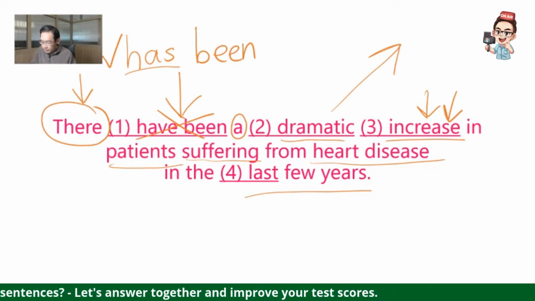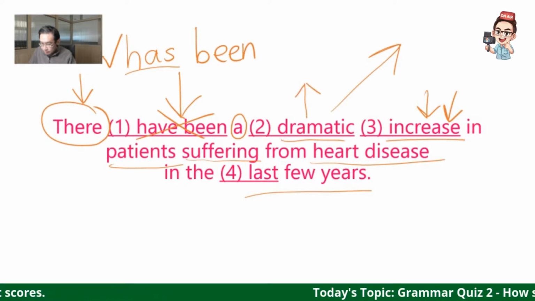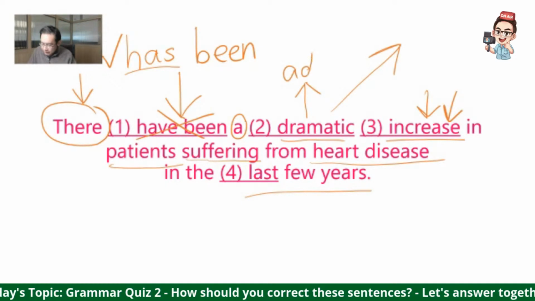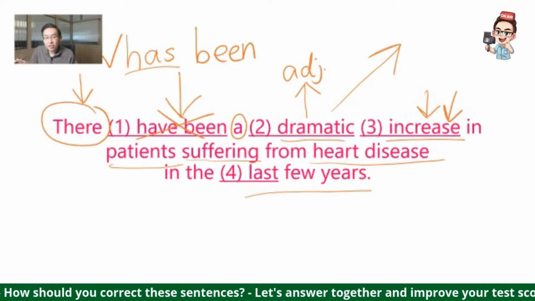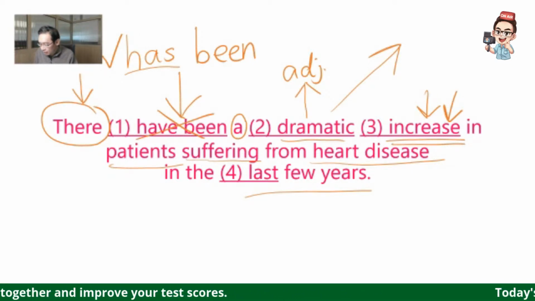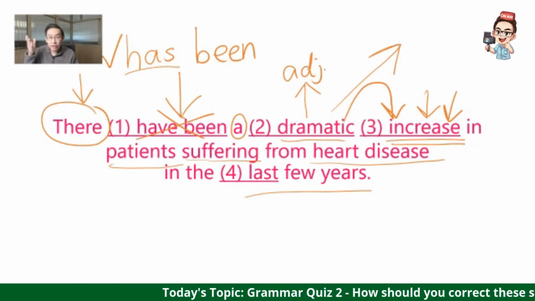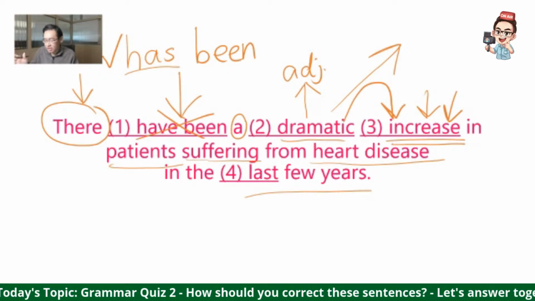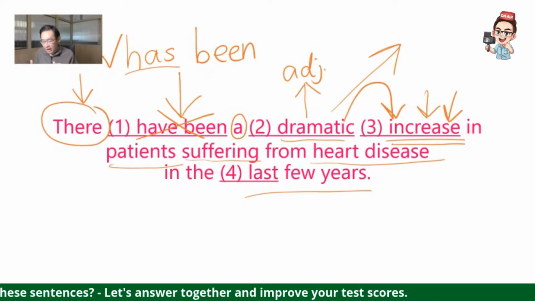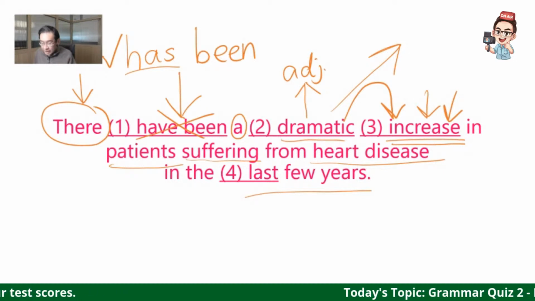Is number 2 okay? So dramatic means big or a lot, right? Dramatic is an adjective. We can use an adjective to describe a noun, and here is a noun. So it's describing, giving more meaning to increase. What kind of increase? A dramatic increase, a big increase. So this is okay because that's what adjectives do. Adjectives give more meaning to nouns, okay? And increase is okay, so we can count an increase.